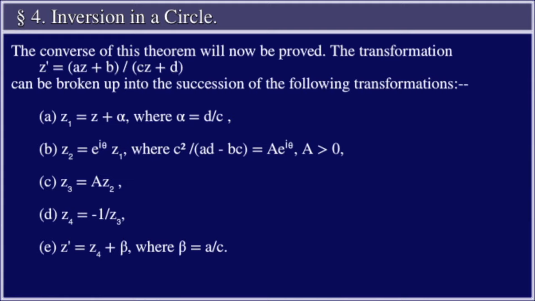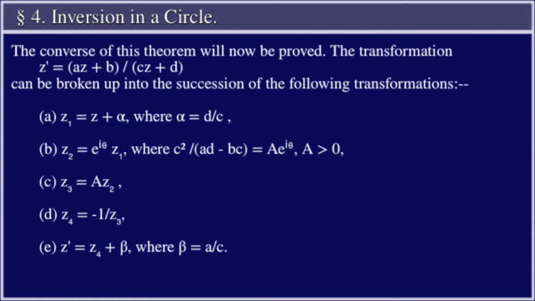The transformation z' equal to (az plus b) divided by (cz plus d) can be broken up into the succession of the following transformations. A. z1 equal z plus alpha, where alpha is equal to d divided by c. B. z2 is equal to e to the i theta times z1, where c squared divided by the quantity (ad minus bc) is equal to a times e to the i theta, and a is greater than 0.